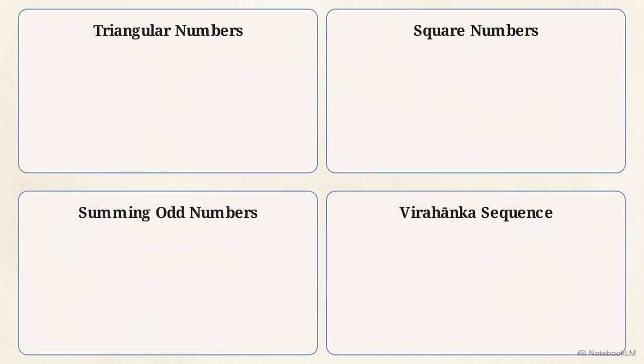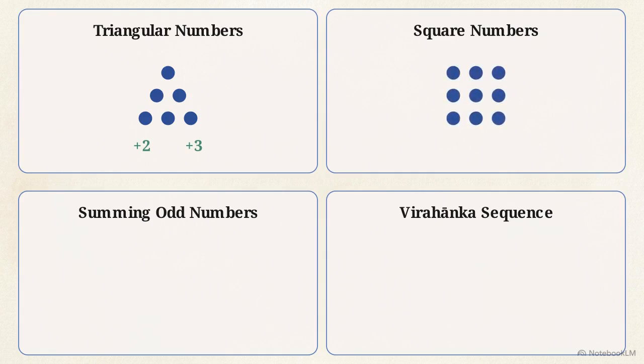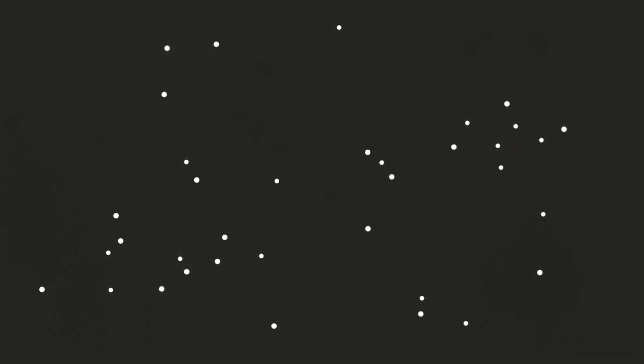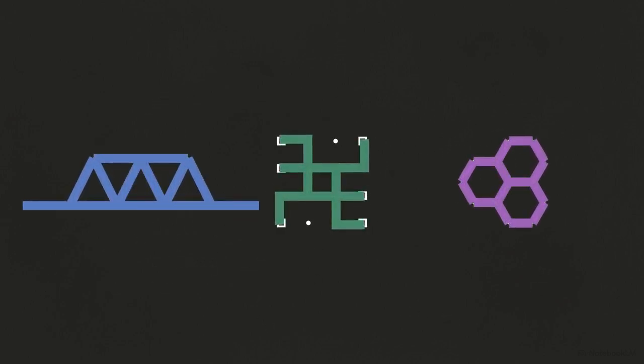Here is our framework. Triangular numbers add growing bases. Square numbers are equal grids. Summing odd numbers builds those squares, and the Virahanka sequence sums neighboring terms. By identifying the explanations for these patterns, we can apply the same logic to solve problems in architecture, technology, and science.